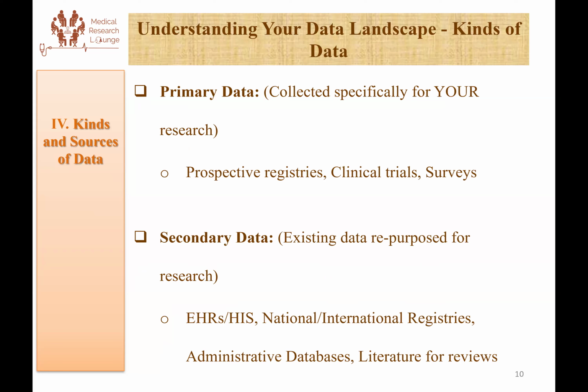When we come to the last part, there are different kinds and sources of data which are available to us for doing research. So knowing these helps you to choose the right approach for your research question. So first, we have primary data. This is the data collected specifically for your current research question.